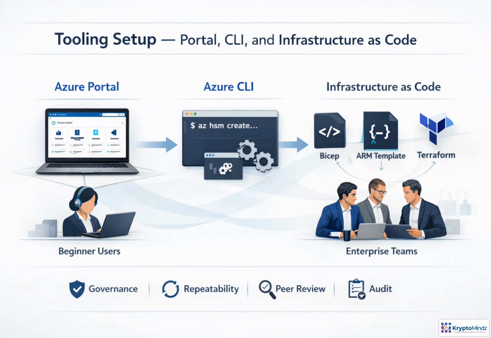Think of deployment tooling as a maturity path. You might start with the Azure portal to learn the concepts and try a managed HSM once or twice. As you need consistency, move to Azure CLI so the same script can provision every environment. When governance, approvals, and audits matter, shift to infrastructure as code with Bicep, ARM templates, or Terraform, where changes are reviewed, versioned, and fully repeatable.